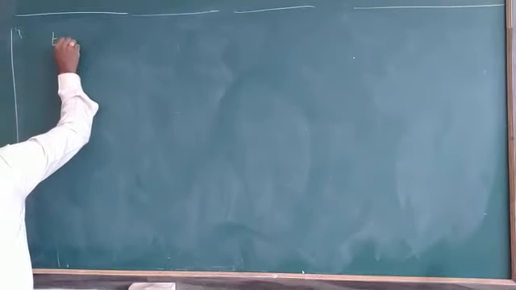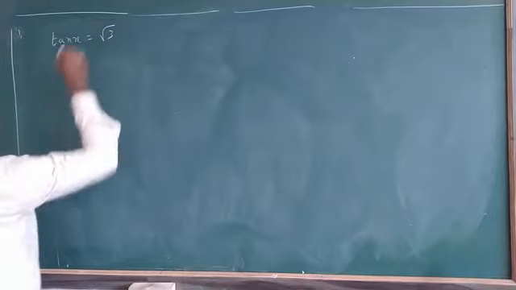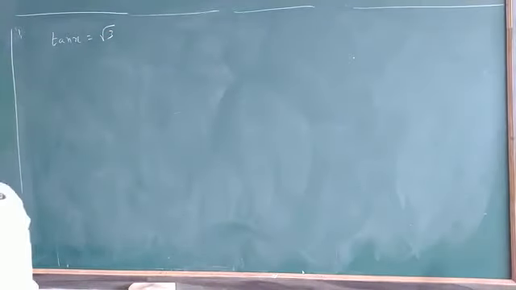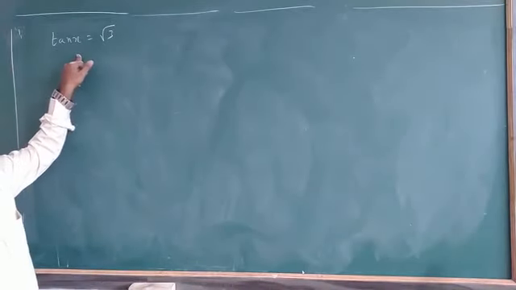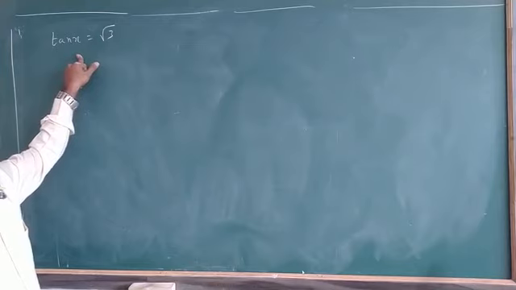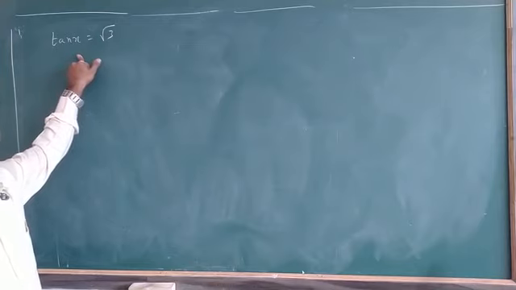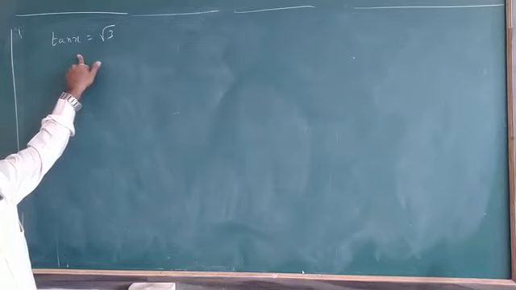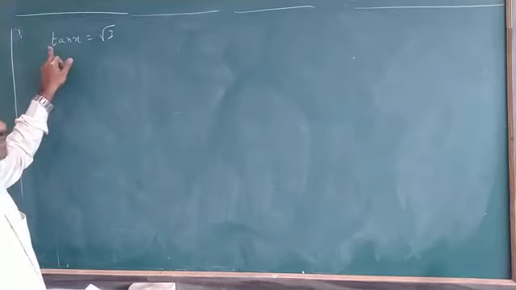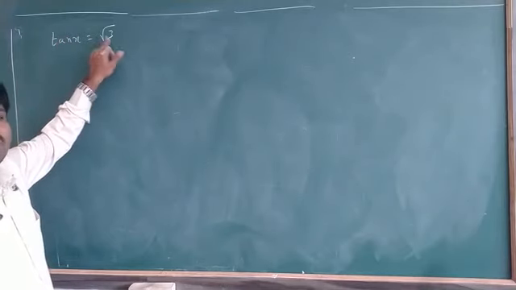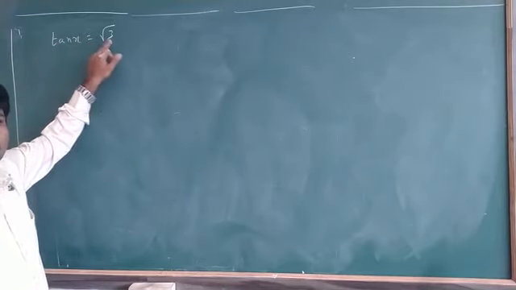Tan x is equal to root 3. So in which form do we have to find the general solution? To find the general solution, first we have to find the principal solution. To find the principal solution, which form is it? Tan x is equal to k form.